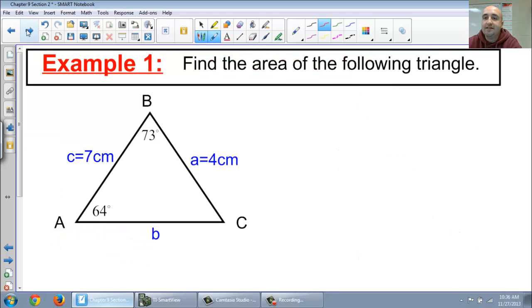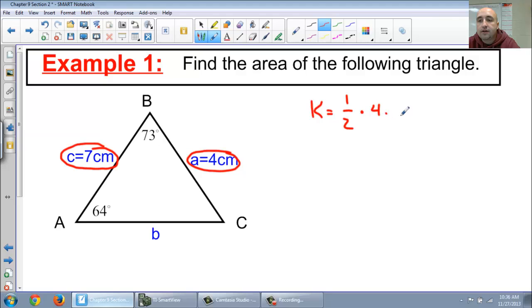All right, so example 1 says, find the area of the following triangle. Now, they give you a little bit more information, but we do know we need to find K. They give you a little more information here than we need. So the two sides that they give us are A and C. Now, you don't have to worry about these equations. We're just going to multiply 1/2 times A, which is 4, times 7. It does not matter which one you put first. It could be 7 times 4. And then now we're going to multiply it by the sine of our angle.